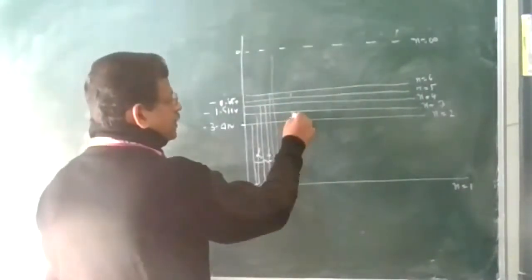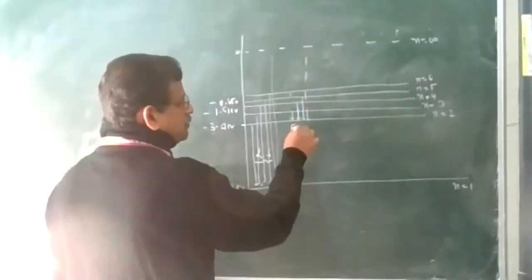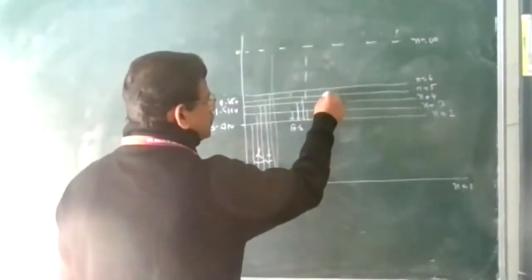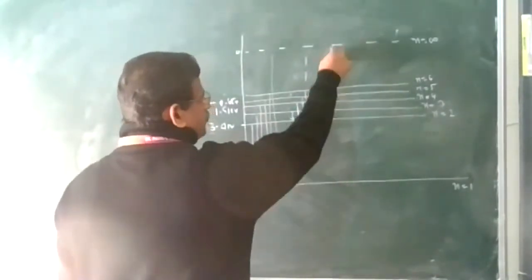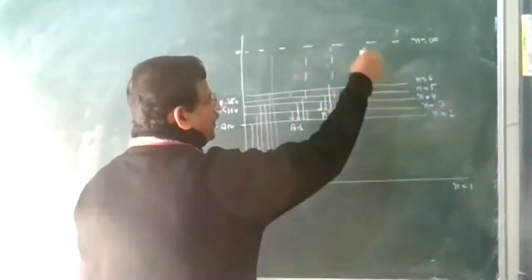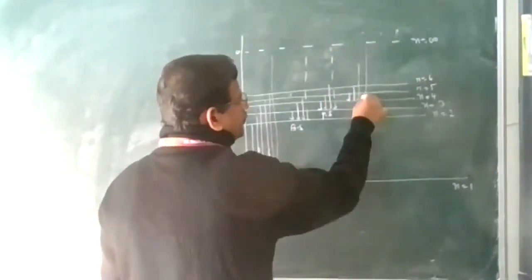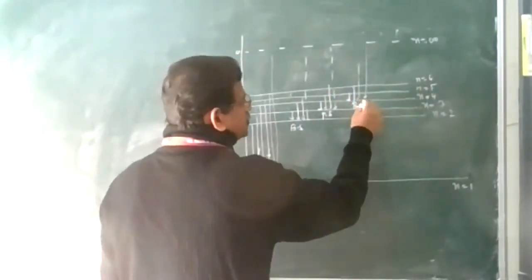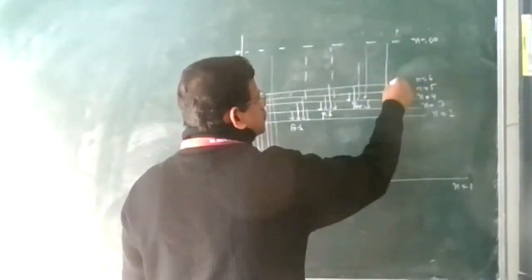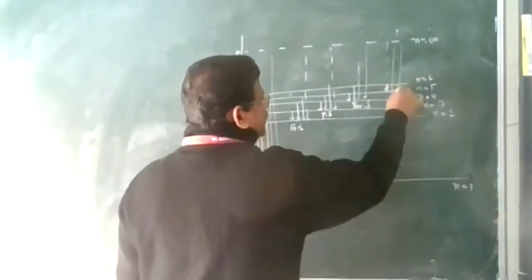Then third to second, fourth to second, fifth to second, and infinity to second, this is called the Balmer series. It is in the visible region. Then the fourth to the third, fifth to the third, sixth to the third, and from infinity, we get the Paschen series. Next, fifth to the fourth, sixth to the fourth, and from infinity, we get the Brackett series. And from 6 to 5, 7 to 5, and infinity, we get the Pfund series.